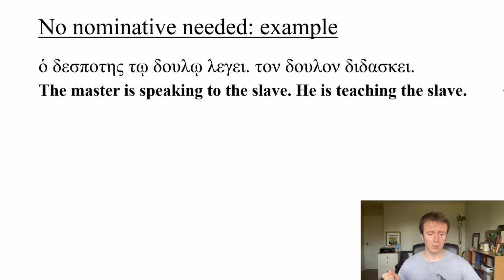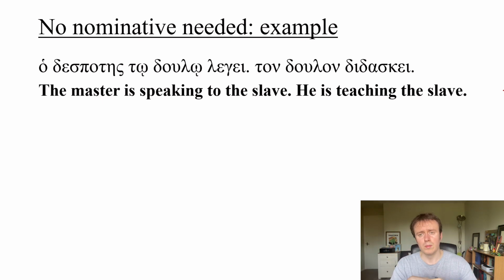The master is speaking to the slave, he is teaching the slave. Or alternatively, the master speaks to the slave, he teaches the slave. Because we have some context, we know whether to say he, she, or it. And in this case, we would say he, because we know the master is going to be the subject. We know that the he, she, it person ending is going to be referring to the master, and so we would say he.